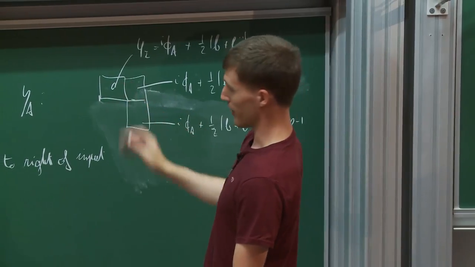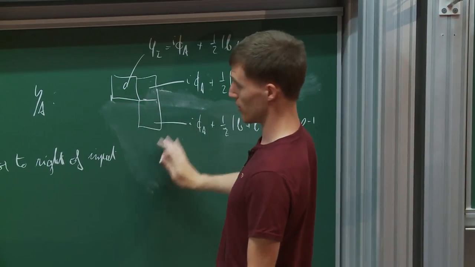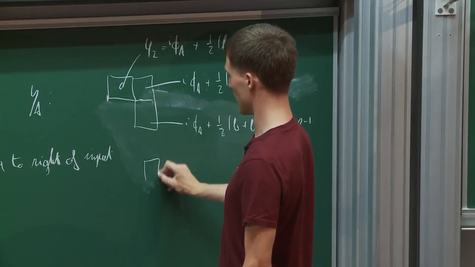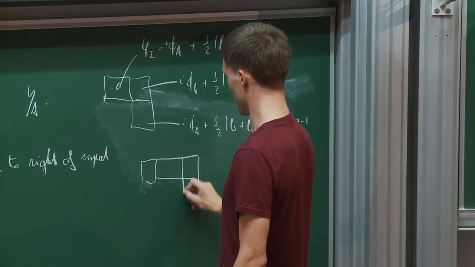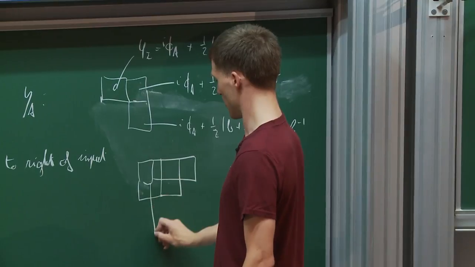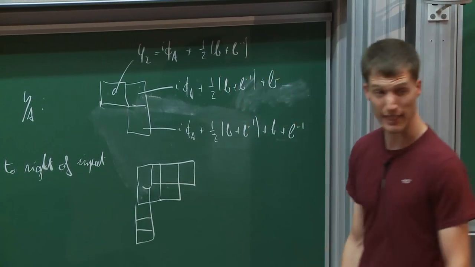So if you think a little bit, then you will figure out that the only configurations of boxes you're really allowed to have look like so. They look like Young diagrams.